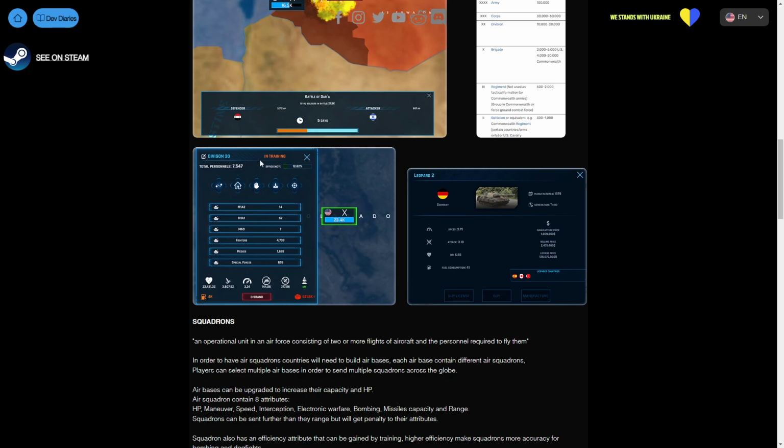We see the division template right here. So we see the makeup of it. So we have M1A2s, M1A1s, we have M60s a part of this division. We have fighters, we have medics, we have special forces. I'm really excited to kind of get the special forces and get them to go around.